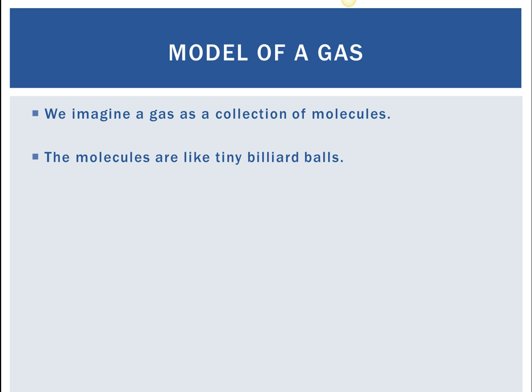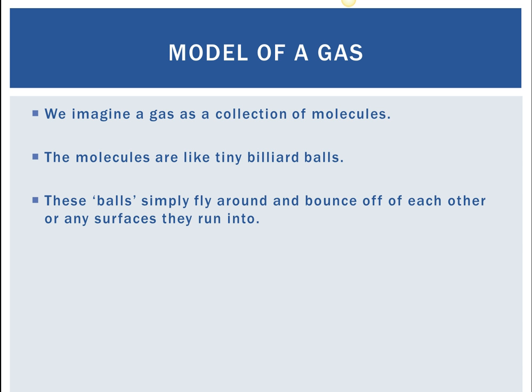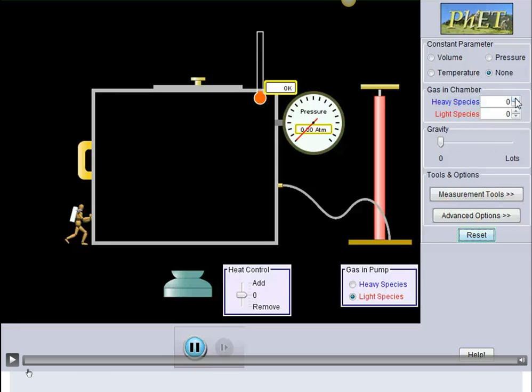Let's start with the model of gas, okay? We imagine a gas as a collection of a bunch of molecules, and the molecules are like tiny billiard balls flying around and bouncing off each other or into any surfaces that they run into. I have a simulation that'll demonstrate. In this container, I'm adding some molecules. And just like molecules in our air or atmosphere, they'll bounce off walls and they'll bounce into each other.